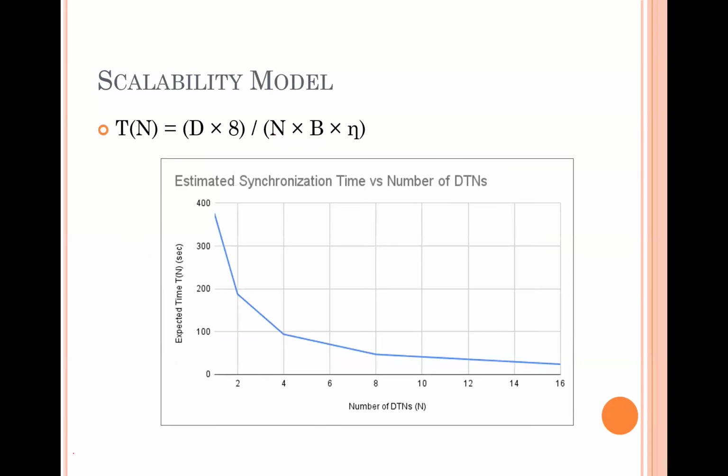To analyze the scalability, we defined a theoretical model where T(n) represents the synchronization time for n parallel nodes, D is the data size, B is bandwidth, and N represents the efficiency. In the graph, the x-axis shows the number of DTNs and the y-axis shows expected synchronization time in seconds. As the number of nodes increases, synchronization time decreases significantly. However, after a certain point, the improvement gradually levels off due to resource limitations. These trends align with both our theoretical model and experimental results.